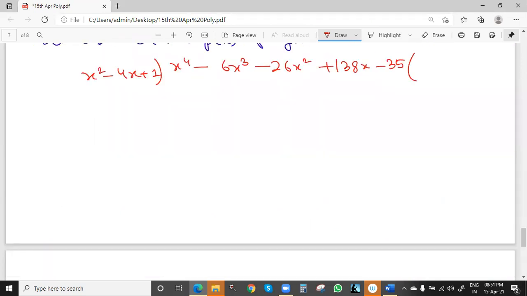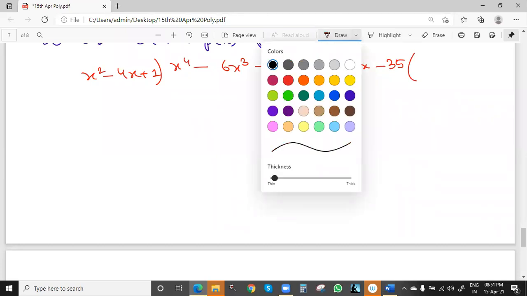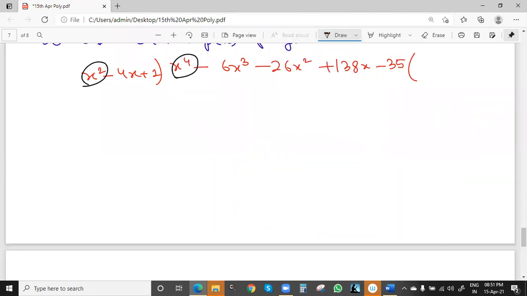So we'll focus on the first value. Here we have x4, here we have x square. So we'll directly take x square, because x square into x square is x4. Then we'll multiply x square with the remaining values also, that is minus 4x, so minus 4x cube, and 1. 1 multiplied with x square is x square.